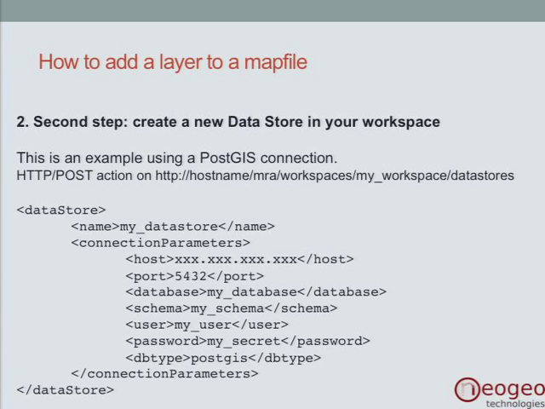Then, when you have this, you have to create a data store in that workspace. So you will do a POST action on the data stores of your newly created workspace, which now exists, and explain where to find the data, in which database, on which port, which host, user, and so on. And as you can see, it is exactly the same as the data connection parameters in the map file.